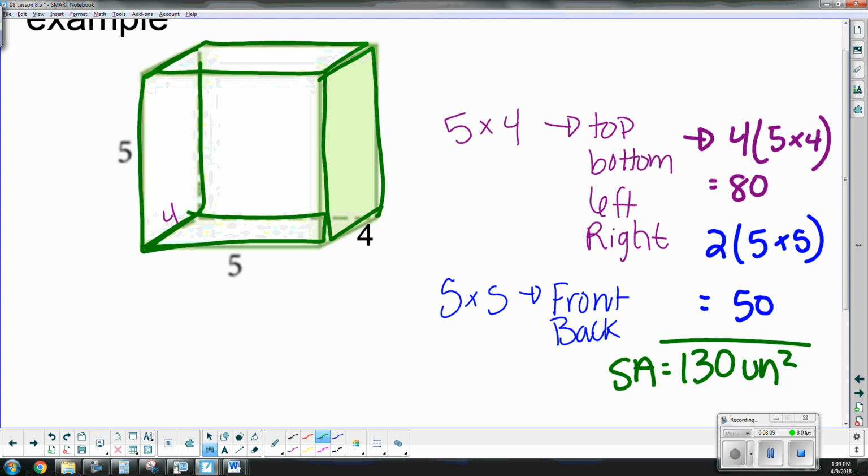And then the two that are 5 by 5 are the front and the back. So 4 that are 5 by 4, that's 80 units squared, and 2 that are 5 by 5, that's 50 units squared. So the total surface area is 130 units squared.